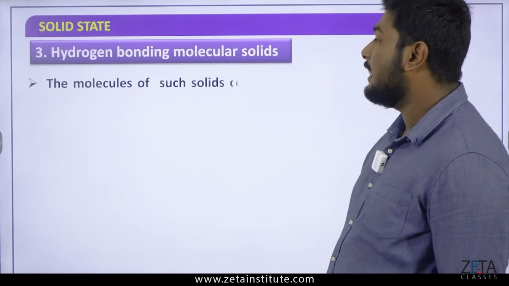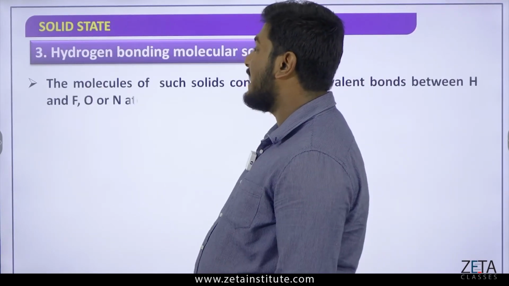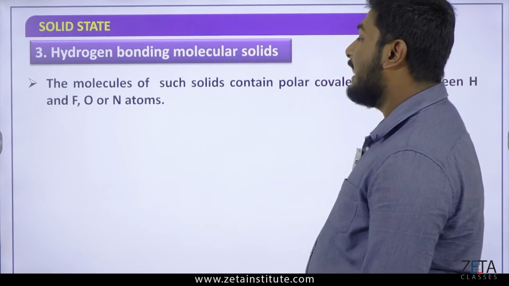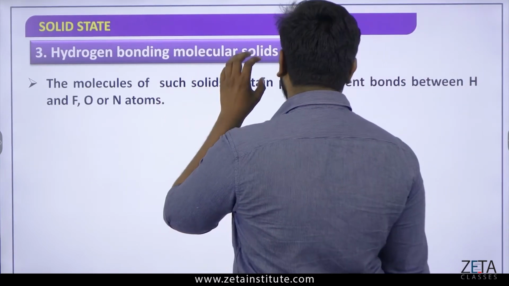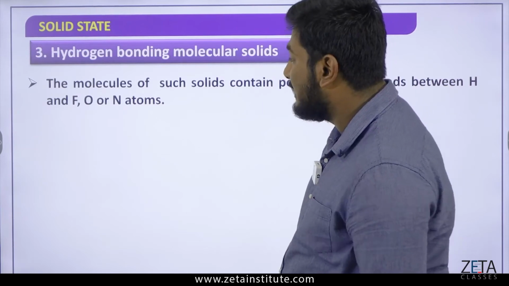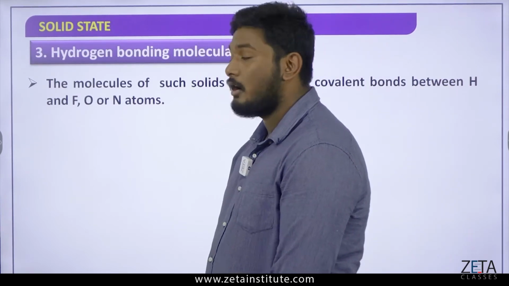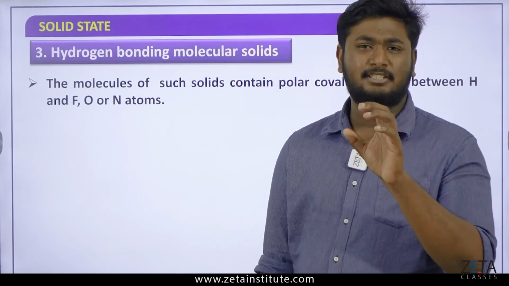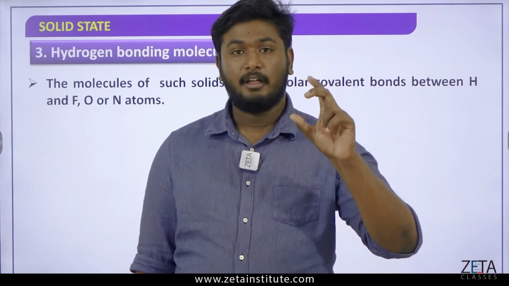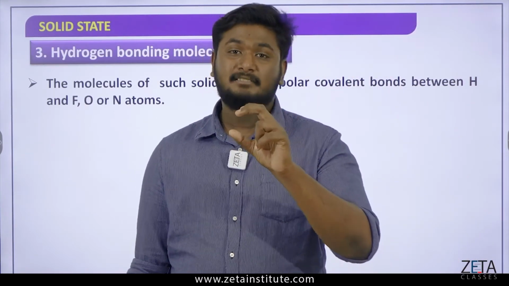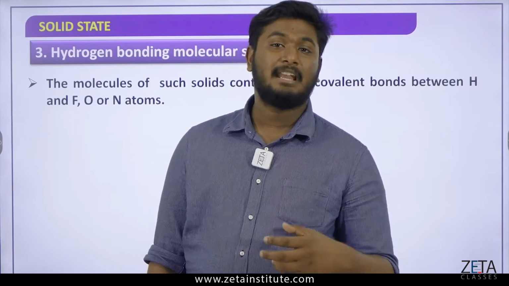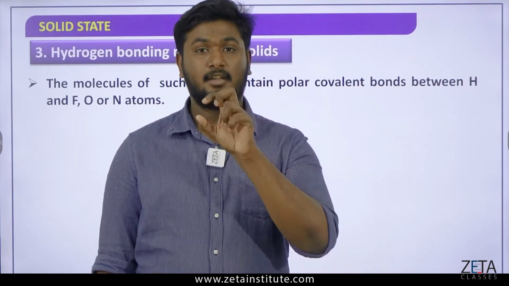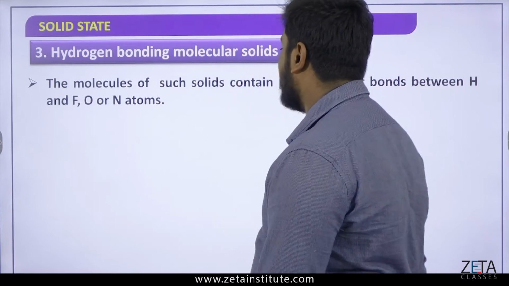Now we can check the third one in our molecular solid, that is hydrogen bonded molecular solids. And here the molecules of such solid contain polar covalent bond with a hydrogen and fluorine, oxygen, nitrogen. We can simply say H-phone, right? Hydrogen just forming bond with electronegative element like fluorine, oxygen, nitrogen. That is H-phone. Okay, clear? Please remember using that code.